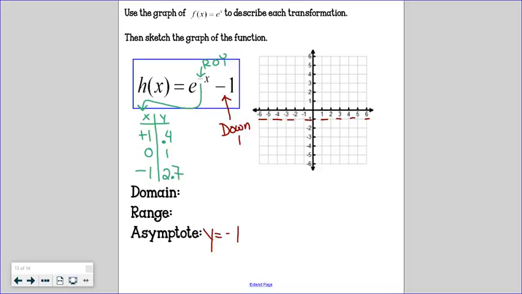And then graph each of those. 1, 0.4 would have been here, moved down 1 is going to be approximately there. 0, 1 would have been here, moved down 1. -1, 2.7 would have been here, moved down 1. Lily, tell me about my domain. Good. Seth, how about our range? Good. Any questions?